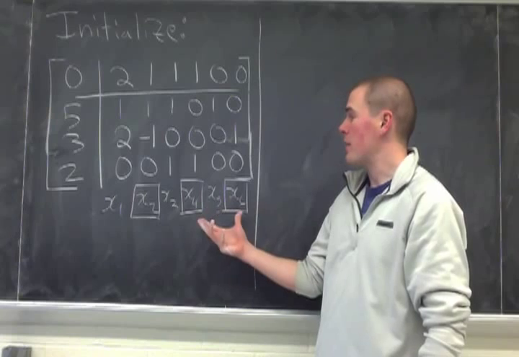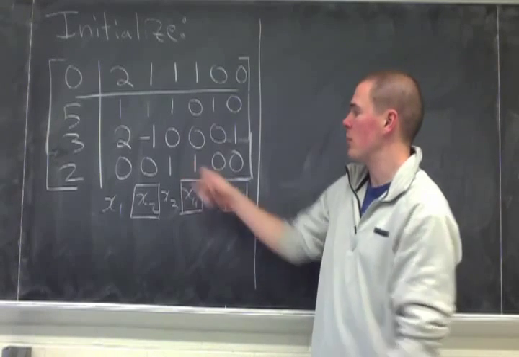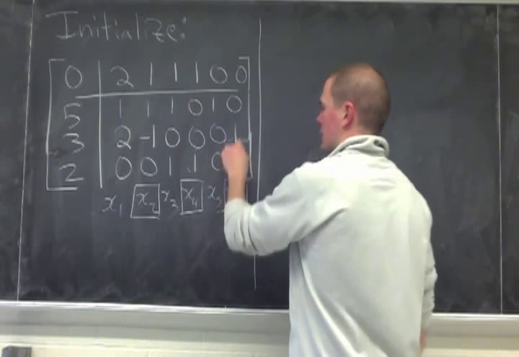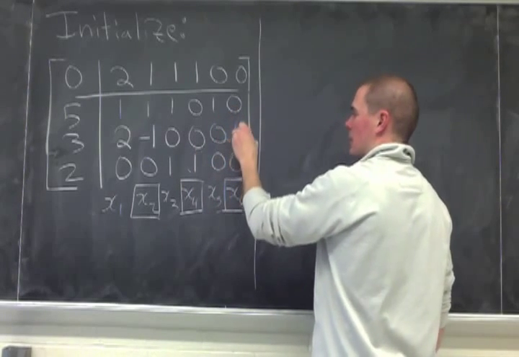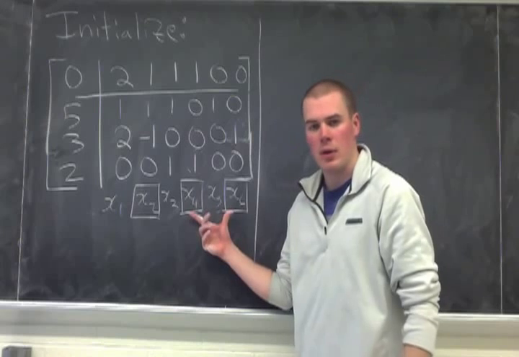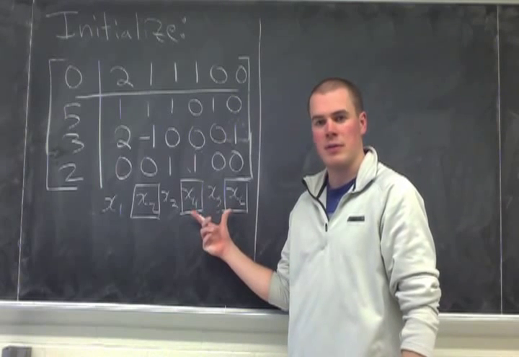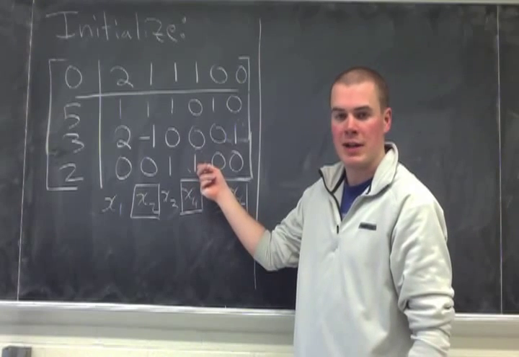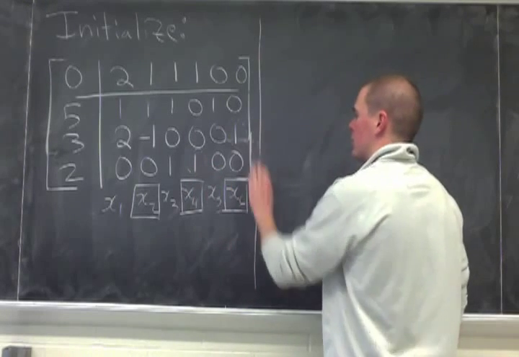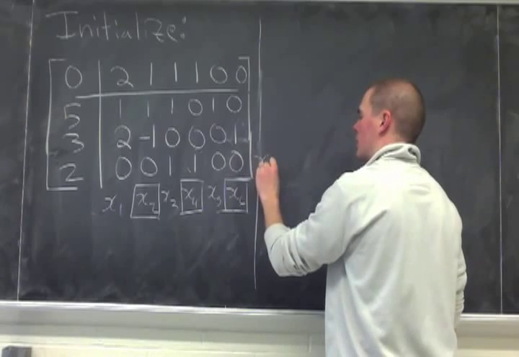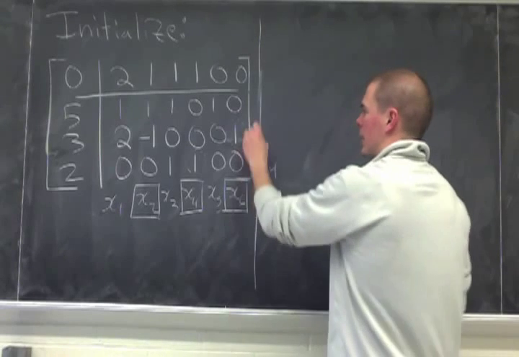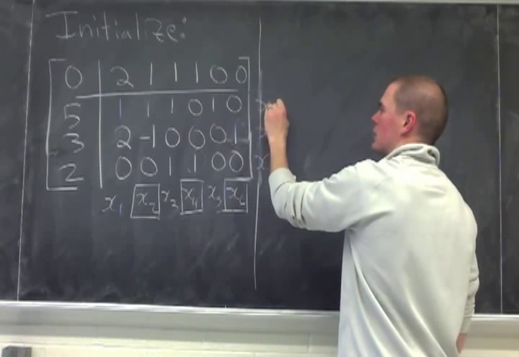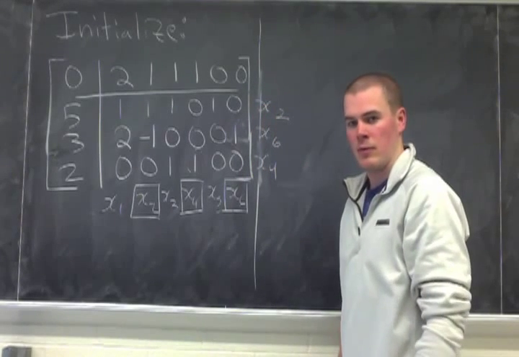Now, if I think about what these vectors look like, I see that x4 already has just a 1 here, and x6 already has just a 1 here. So these two are very close to being standard basis vectors already. So I want to put x4 as my third basis element, x6 as my second, and then I can put x2 as the first basis variable.